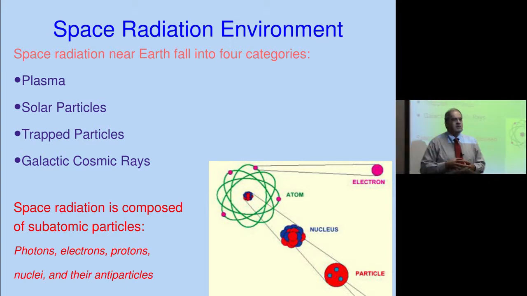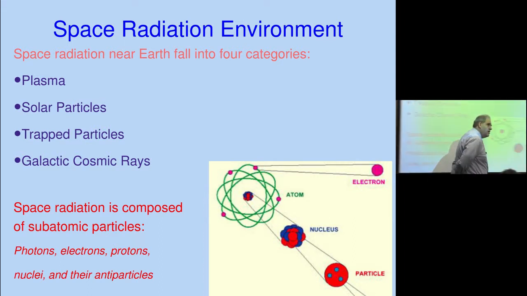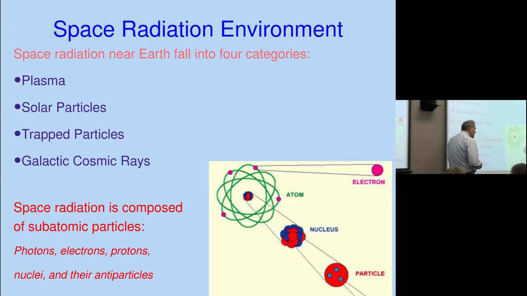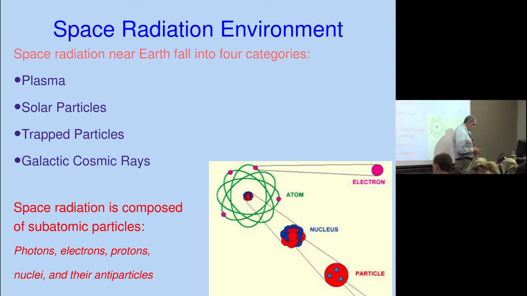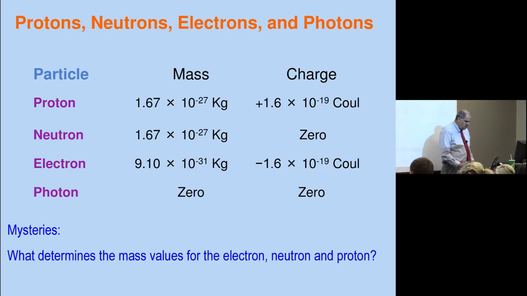There are particles that end up being trapped in the region around the Earth, and we're going to talk about why that could be so. If they're going so fast, why do they get trapped? What about the Earth traps them? And then there are particles coming from way out yonder, beyond our solar system. Those are the ones that interest me as a particle physicist and an astroparticle physicist.